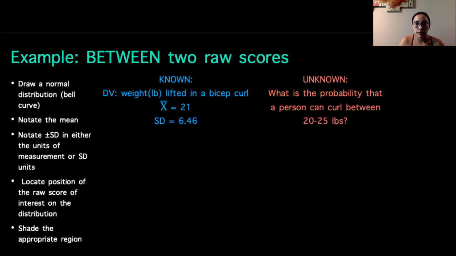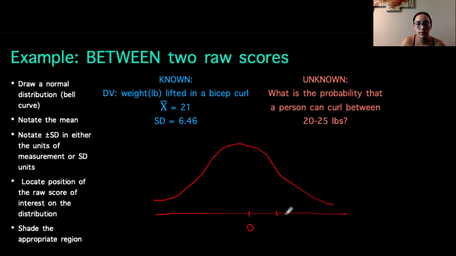I also wanted to do an example if we're looking at a region between raw scores. So I'll change my color back to red. We'll do our normal distribution. So we have 0, 1, 2, 3, and -1, -2, and -3 standard deviations. Okay. And this time we want to know the probability that a person can curl between 20 and 25 pounds. This means we need a z-score for 20 and we need a z-score for 25.